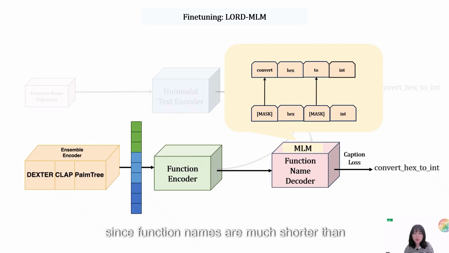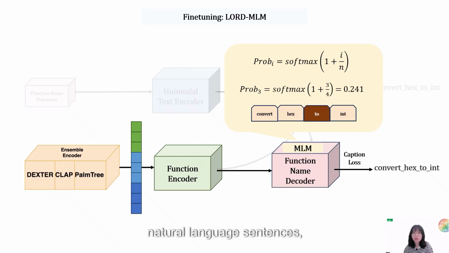However, since function names are much shorter than natural language sentences, we adjust the masking probabilities accordingly. For a name with n tokens, we sample the number of masked tokens m from a distribution where c_i equals 1 plus i over n for i from 0 to n, normalized by softmax. And this biases toward masking more tokens, with full masking being most likely. And thus, this scheme reduces the bias of teacher forcing toward easier prediction of later tokens.